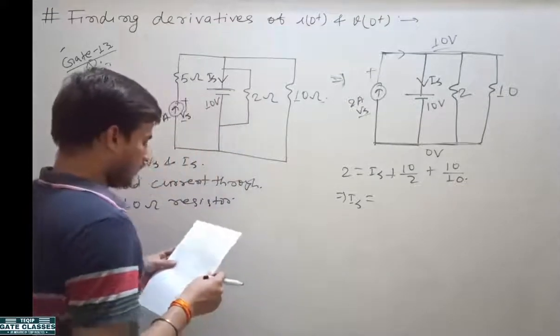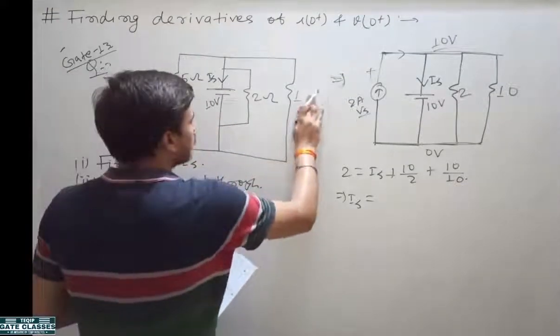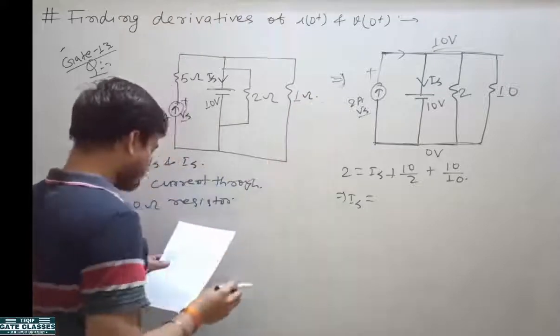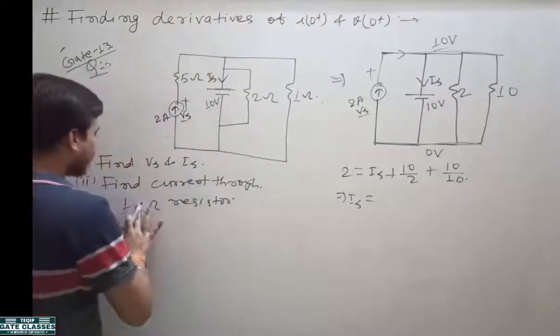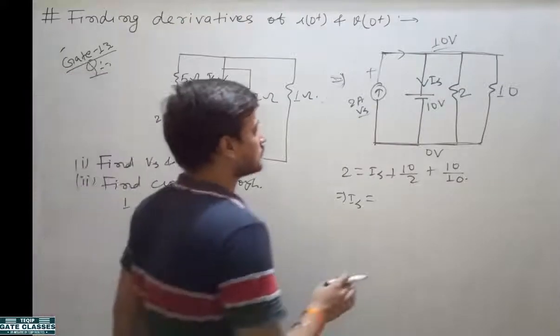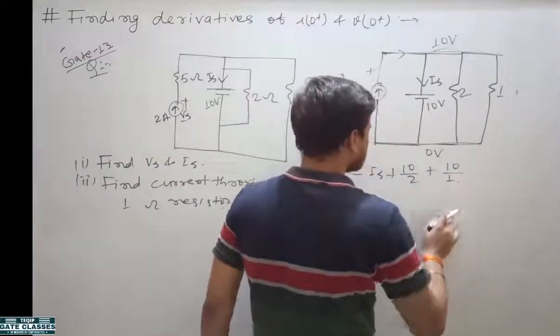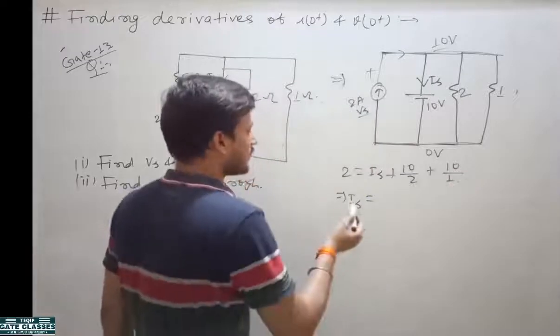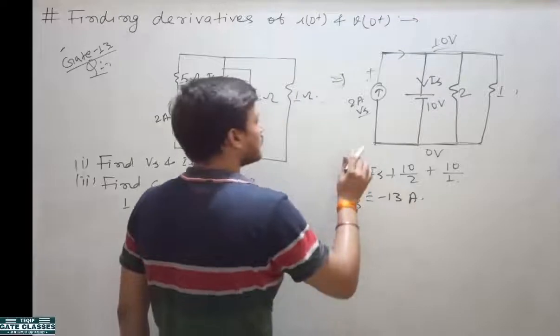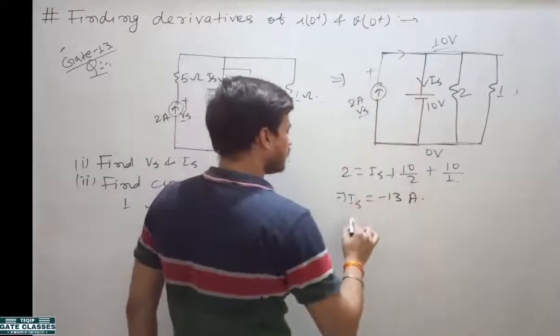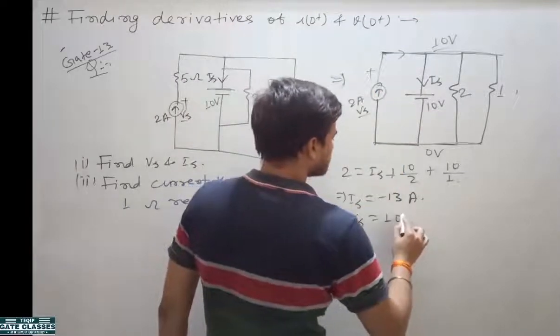Here it was given this resistance was 1 ohm. You have to find the current through the 1 ohm resistor. So from here, Is will be how much? Is will be equal to minus 13 ampere. What will be the value of Vs? Vs will be equal to 10 volt.